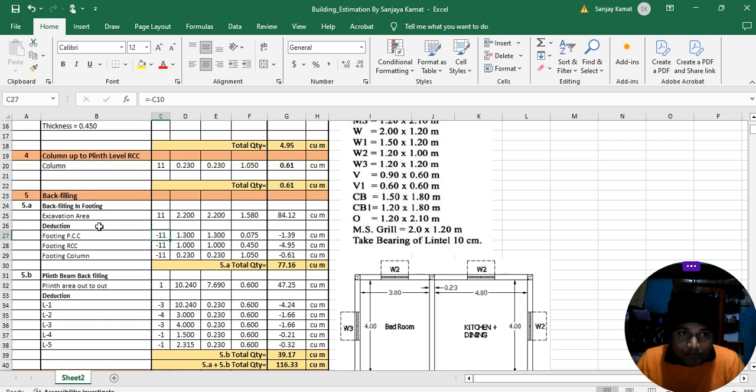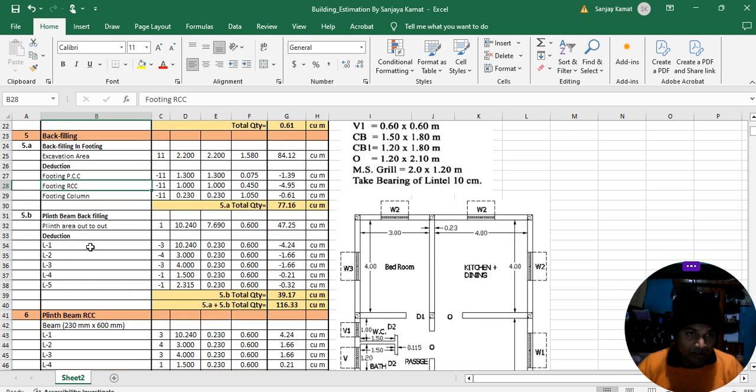This extra part is no more required, so we have deducted it. Now this value we have taken negative because we have taken the minus here, so multiply -11 into 1.300 meter into 1.300 meter into 0.075. How much will it come? Minus 1.39 cubic meter. Okay, so that is calculated for the footing piece. Now to the next point, that is RCC.